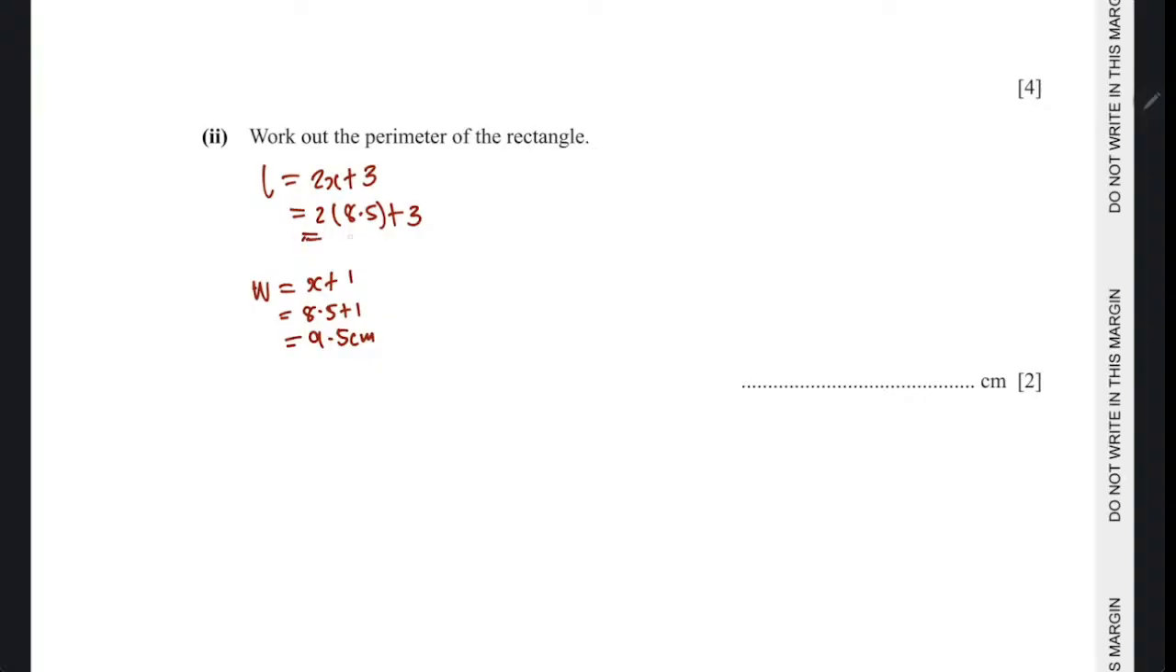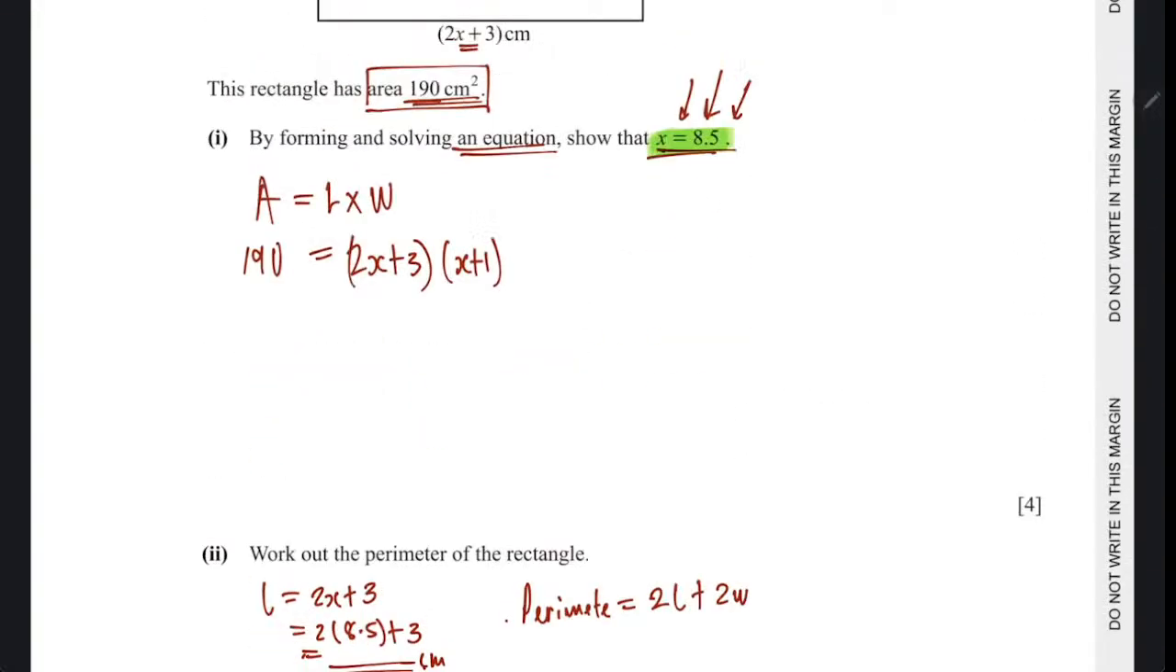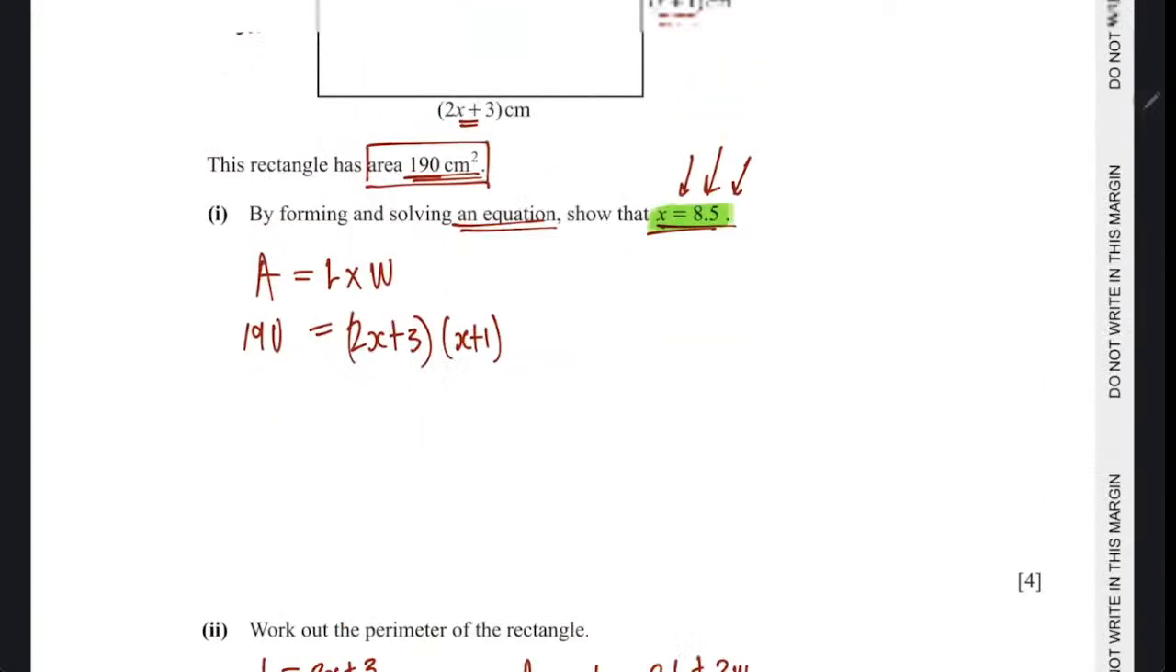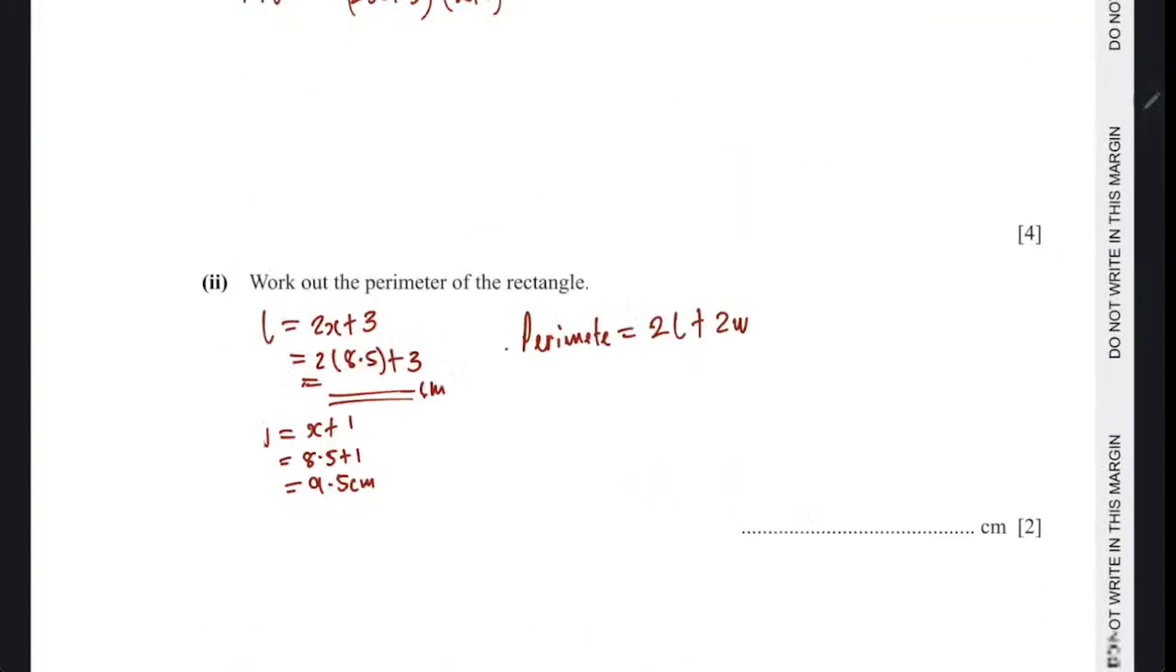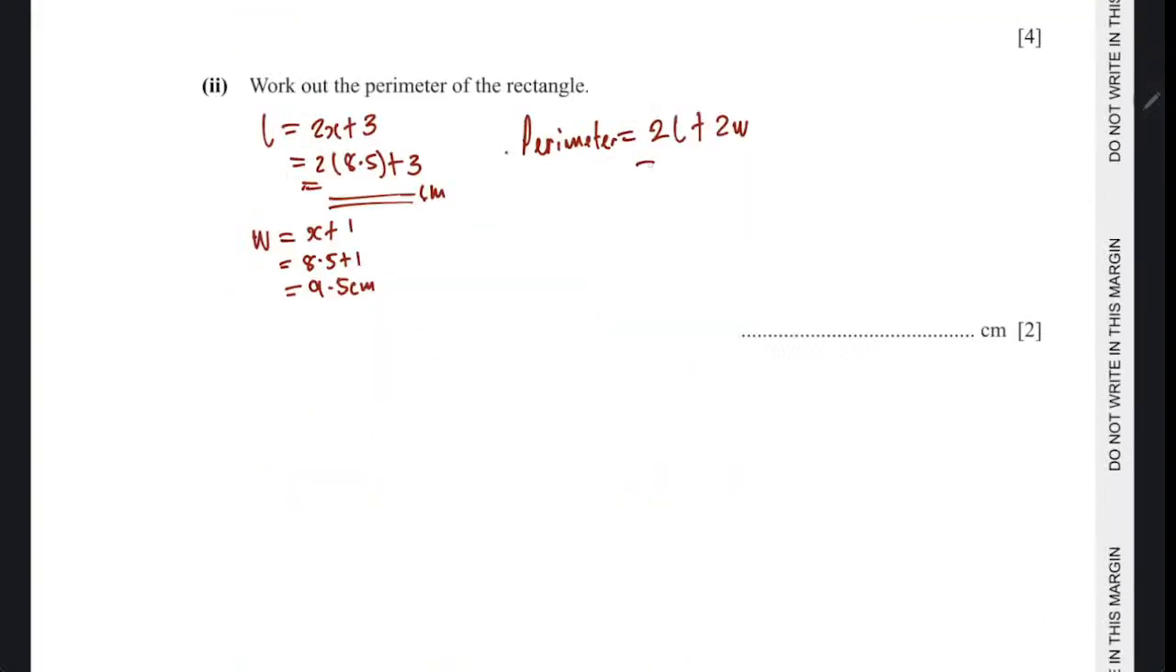What is 2 by 8.5 plus 3? What do you get? Something centimeters. Now you say perimeter will be equal to 2 lengths plus 2 widths. This is perimeter, distance right round. Length, width. So 2 lengths plus 2 widths. Which is going to be, 2 widths is 2 by 9.5. Then what is 2 lengths? It's 2 of what? Can somebody punch for me?